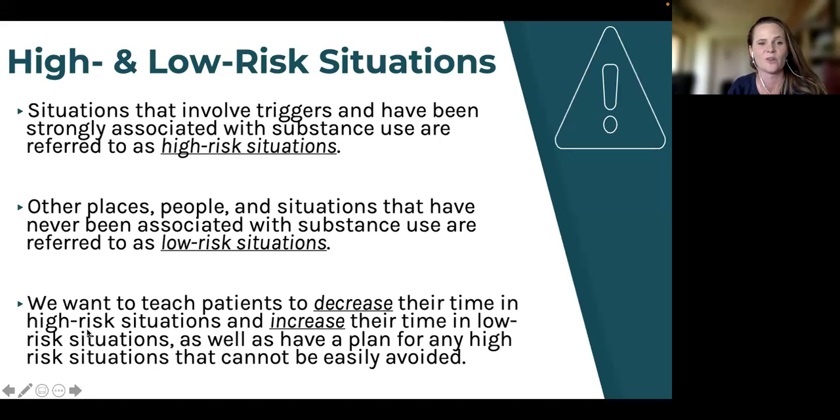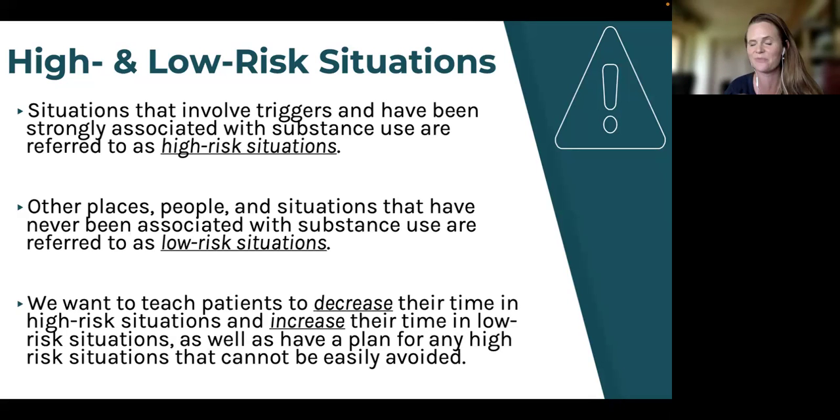So situations that involve triggers, so anything that's been strongly associated with substance use in the past, that's a high risk situation. It's generally not one single thing. It'll be a constellation of factors that are associated. And then, of course, on the other side, people, places, or things that have never formed any association with substance use, those are low risk situations.